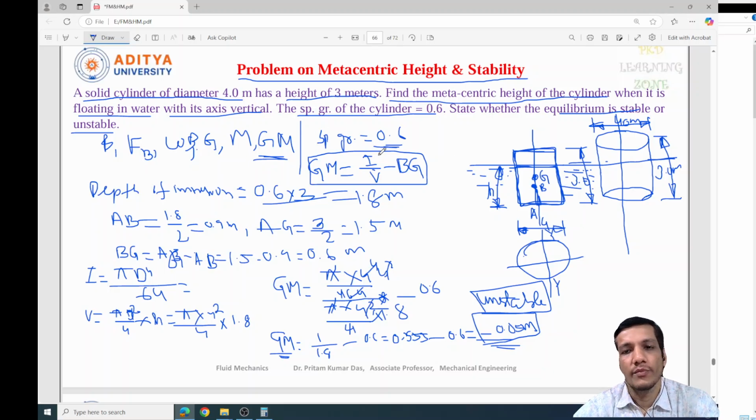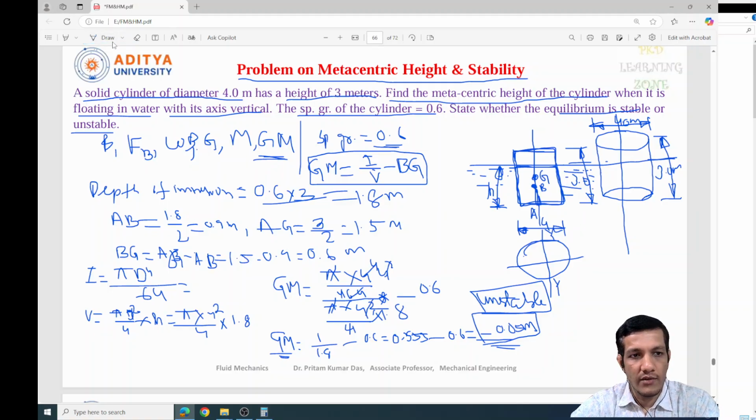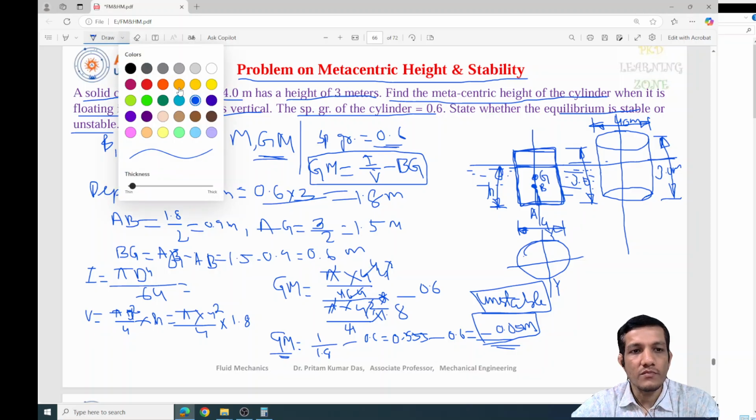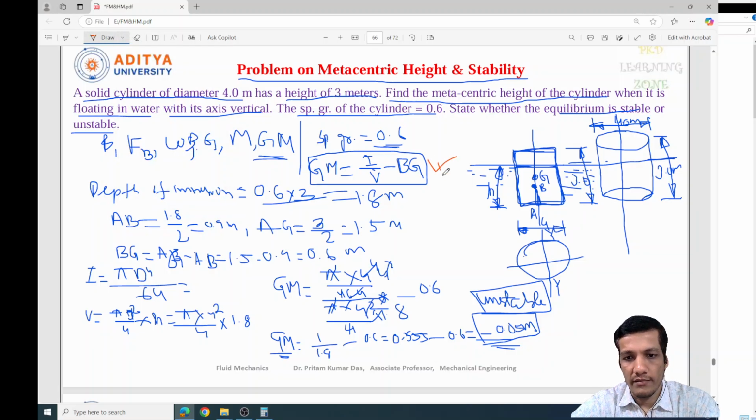This kind of question may be given in your exam, or else you will get this kind of question in competitive exams. So if you know the formula, then you can solve it easily. So basically what are the main formulas required here? One is the metacentric height formula, one is the moment of inertia, and the next one is the volume of this cylinder. Okay, these three are the main things here, and also we need to know the concept of how to find the center of buoyancy point and the center of gravity point.